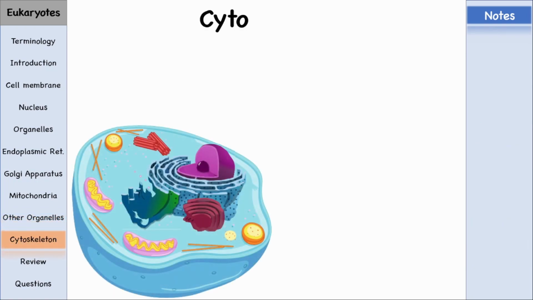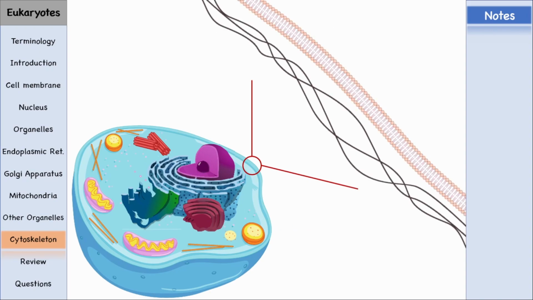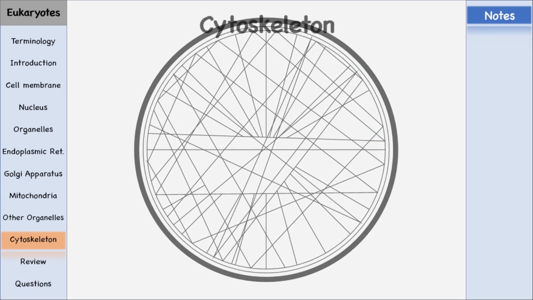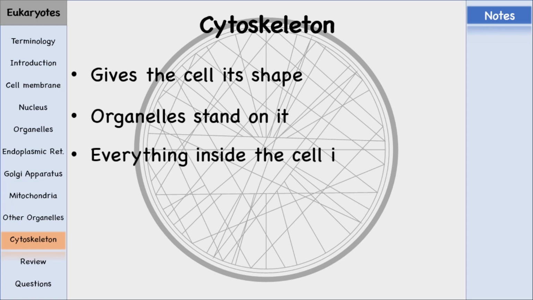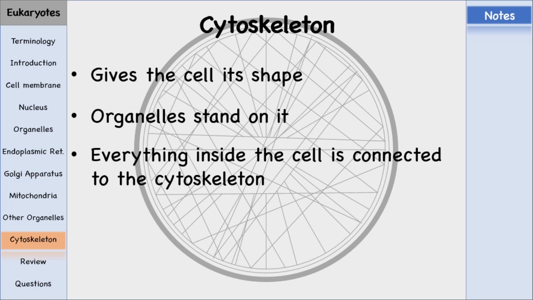All these organelles stand on the cytoskeleton, and the cytoskeleton is made of molecules that form tight networks inside the cell, to give the cell its shape and for the organelles to stand on it, and for the vesicles to move through it. Briefly, everything inside the cell is connected to the cytoskeleton, and we will cover more information about the cytoskeleton in upcoming lessons in this series.